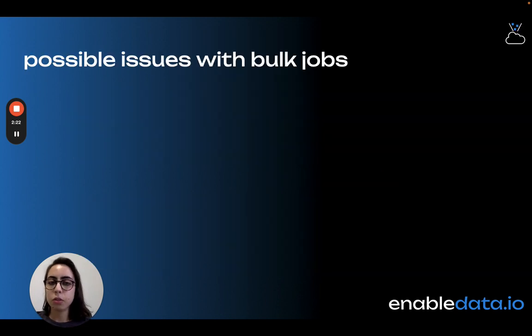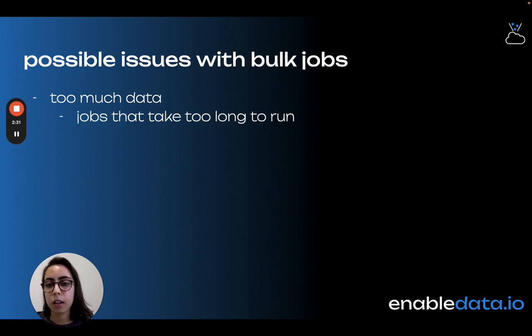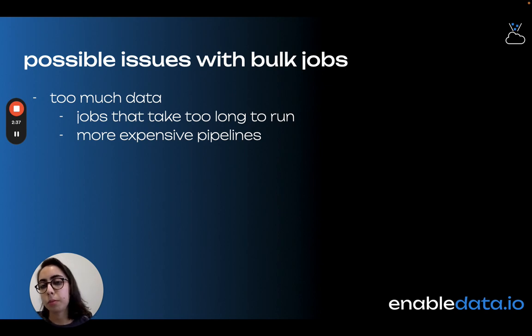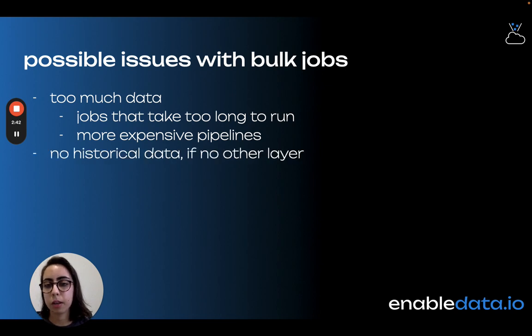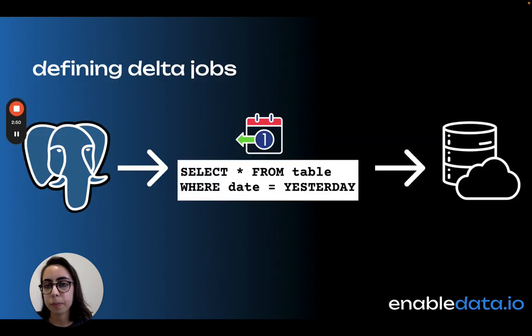The possible issues with bulk jobs: too much data. In the example, I have 5 rows, but you can have millions and billions of rows, and that may cost, and that makes the jobs take too long to run. As a consequence, we have more expensive pipelines. Also, if you're dropping your data every day and you don't have any other layers, you won't have historical data.